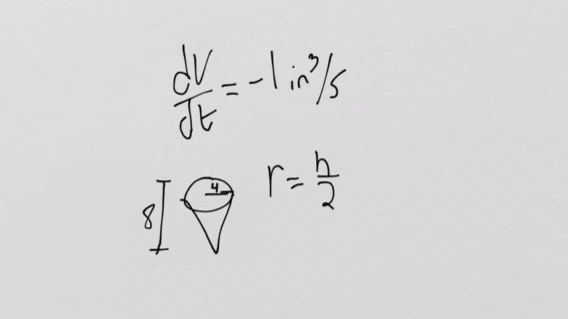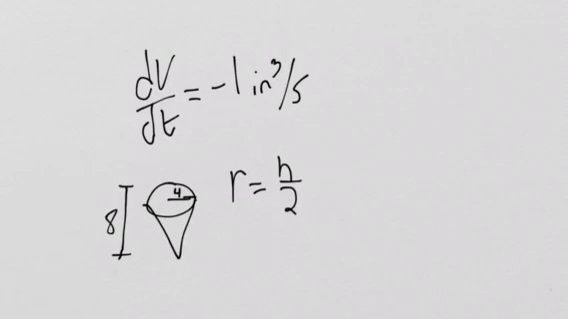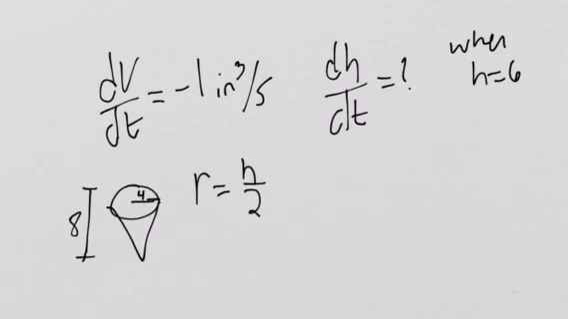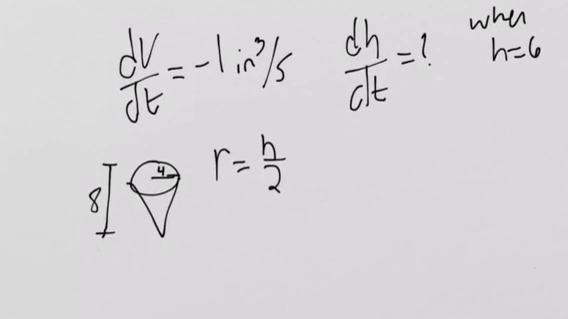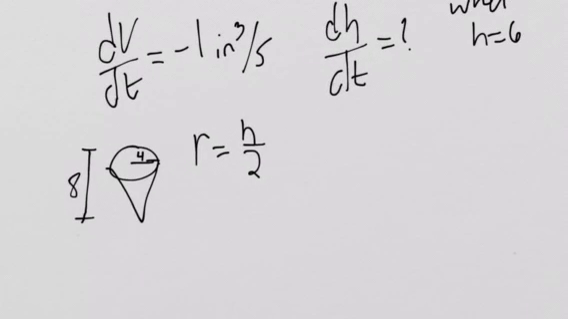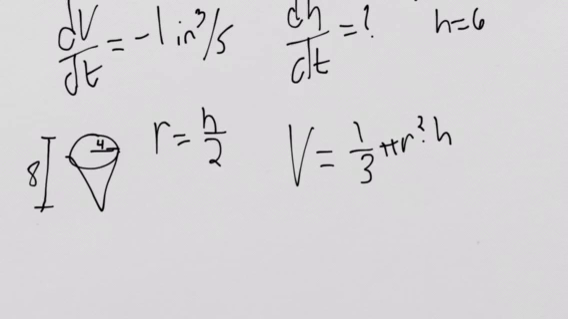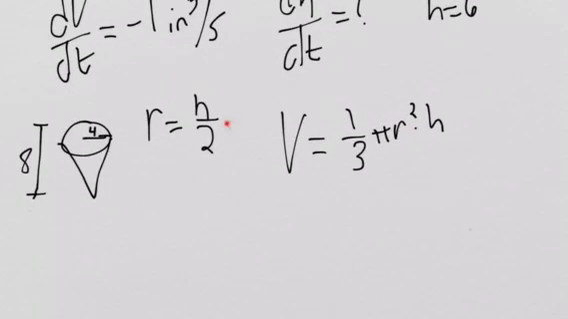And ultimately, we want dH dt, and that is when H equals 6 in this interpretation. Okay. So what we have to do is first define the volume, and the volume of a cone is 1/3 pi r squared times height. And we ultimately want dH dt. We don't care about dr dt, so we should replace r using our relationship that we know.